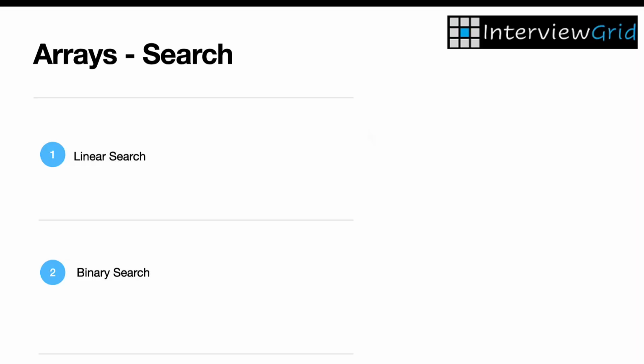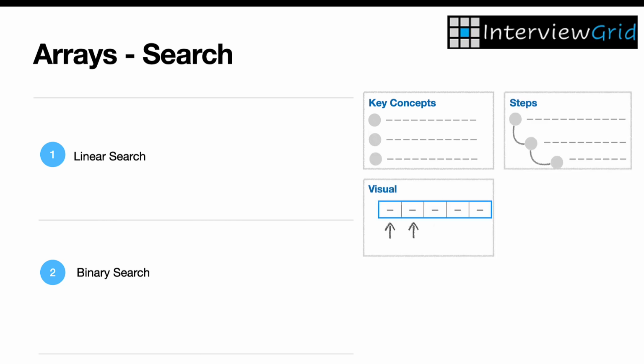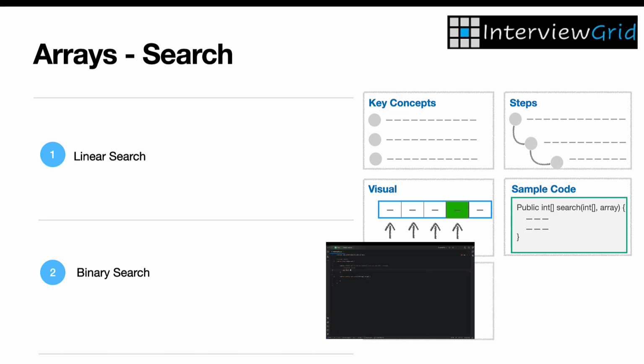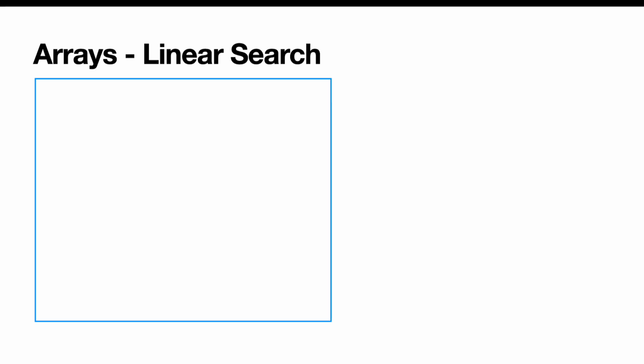For each of these two search algorithms, we will review the key concepts. We will look at the steps of the search algorithm. We will look at an animation of how the algorithm works. We will look at the sample code or pseudocode. Then, we program the search algorithm in Java and test our program. And we will see the efficiency of the program. Let's begin by looking at linear search.